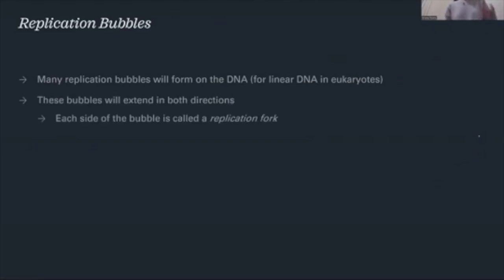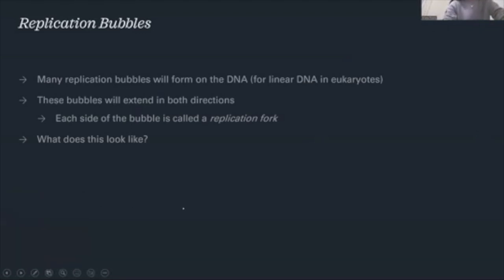And these bubbles will extend in both directions. So if this is my bubble, it's going to expand in both directions. Each side of the bubble is going to be called a replication fork. So I have the bubble, and this side right here, and this side right here would be the fork. So if my hands don't make any sense, let me draw this out for you.